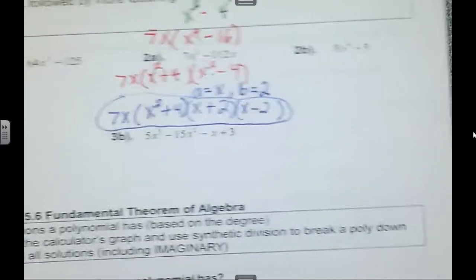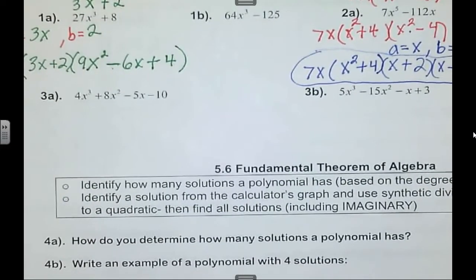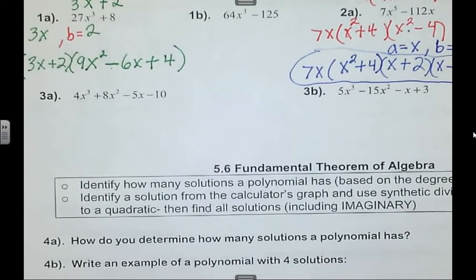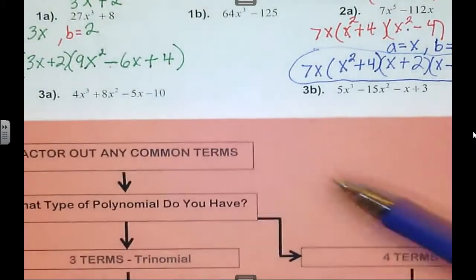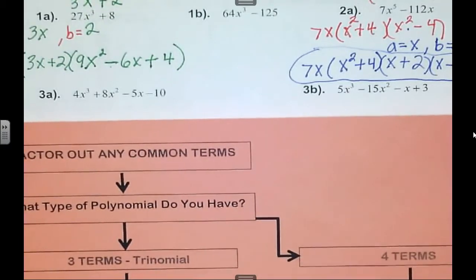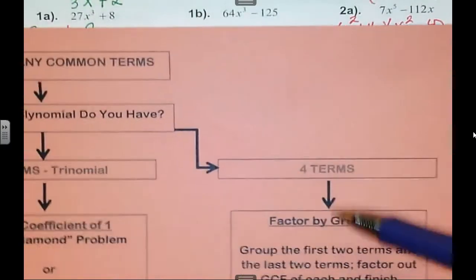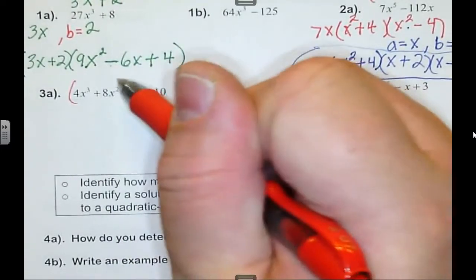Number 3A. Can I factor out anything out of all terms? No. In fact, how many terms do I have? 4. So I can't take out any common terms. I have 4 terms. I have to factor by grouping, right? 4 terms, factor by grouping. What does it mean to group? Group, parentheses.